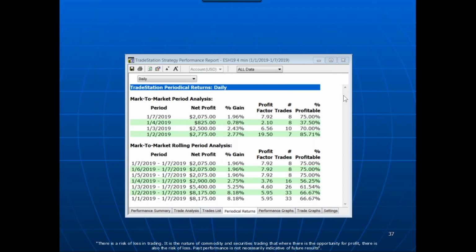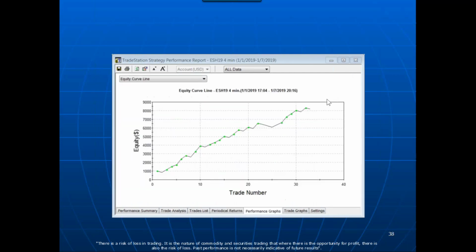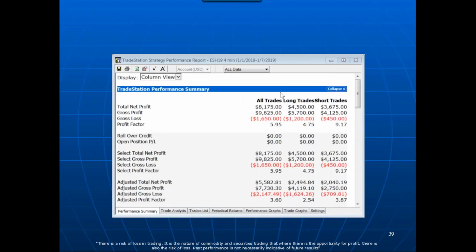That is just the periodic returns, and these are generated by TradeStation, so it's pretty accurate. There's the equity curve we did using this system on actually the first, well, it's actually the 2nd of January up through the 7th. The 1st is the first day, but there's no data there. There's the net profit for the same time period, January 1st through January 7th.